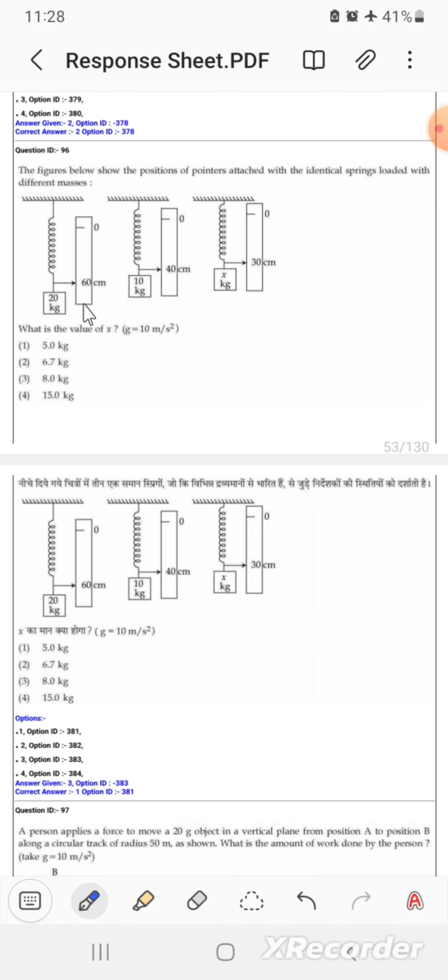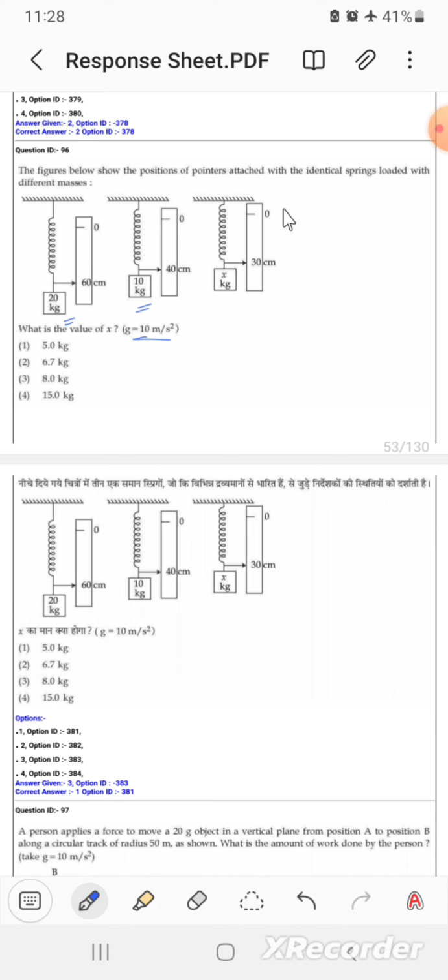So we are starting from question number 96. Here the question is: the figure below shows the position of the pointers at rest with identical springs loaded with different masses. And also they have considered the value of g as 10 meter per second squared. If we compare these two conditions, you can see the mass has been reduced by 10 kg, and for this the extension has reduced by 20 centimeters.